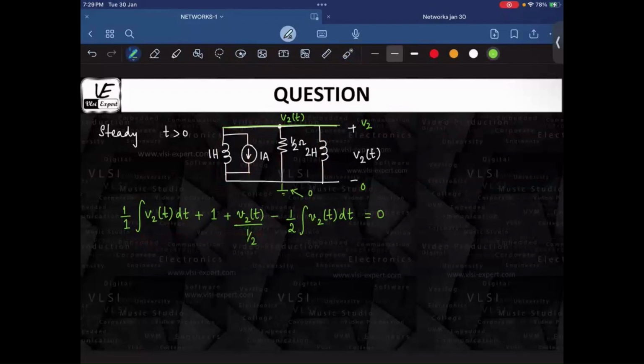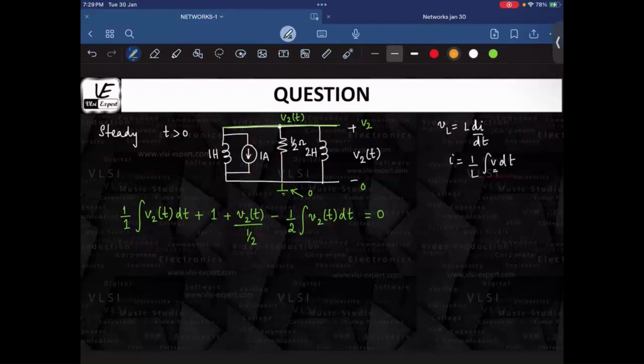We know that VL is equal to L di by dt. So current in an inductor will become 1 by L integral V dt. And what is V in this case? V is V2 across all the components. So we get this. Okay.